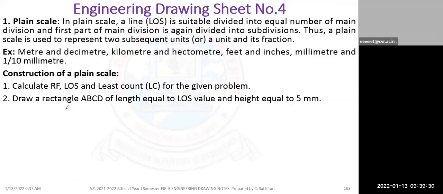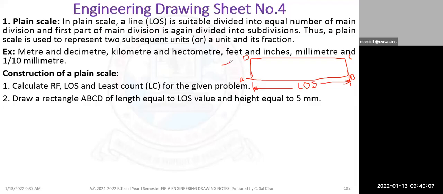And the second step, you have to create a rectangle, because your scale, if you see your 15 centimeter scale, it is in a rectangle. So compulsorily you have to create a rectangle and label the rectangle as A, B, C, and D. Compulsorily label it A, B, C, D. Okay. And this AB distance, whatever the AB distance may be, will be the LOS value. This LOS value will be your AB distance.